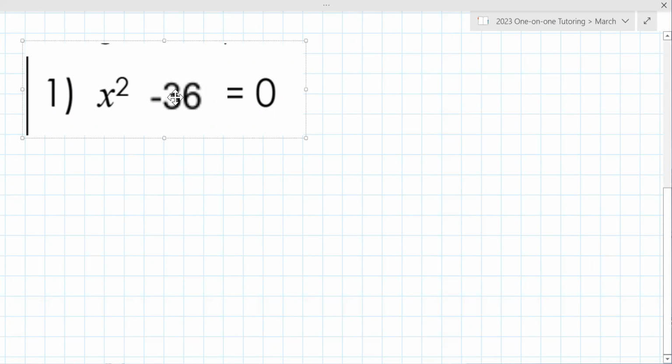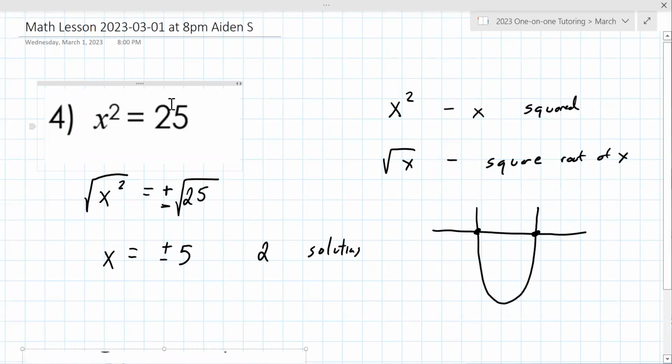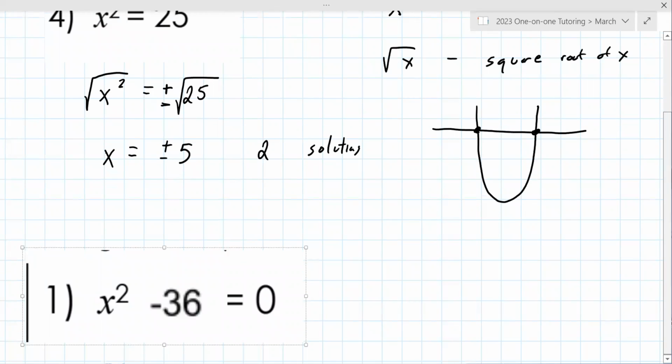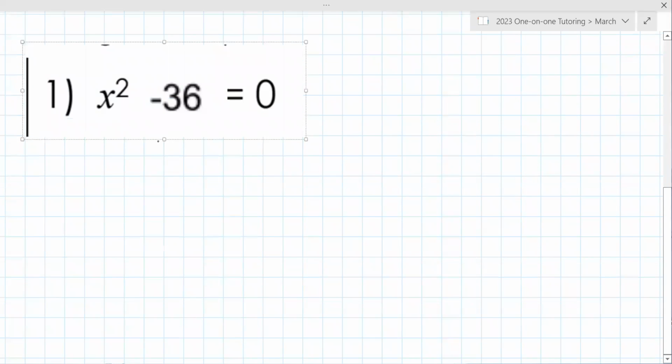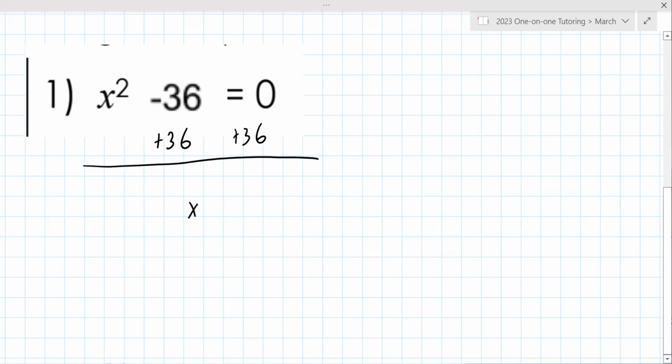All right, I'm ready. So notice that the number is not on the right side of the equal sign. In the previous problem, it was x squared equals a number. Here it's x squared minus a number equals 0. We're going to add 36 to both sides of the equation. So this is x squared equals 36. Now is when you're going to use the square root property. You're going to take the square root of both sides of the equation, but on the right hand side, it's plus or minus.